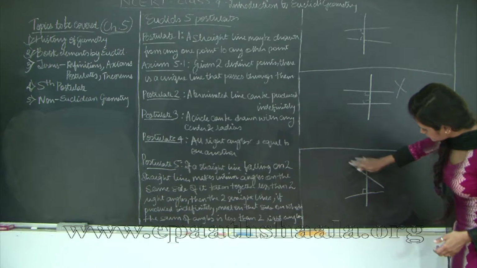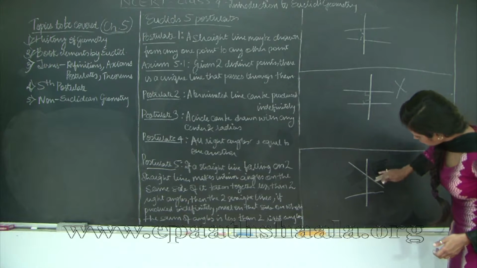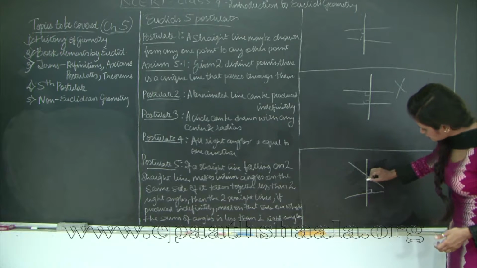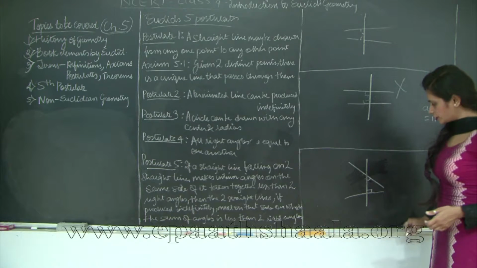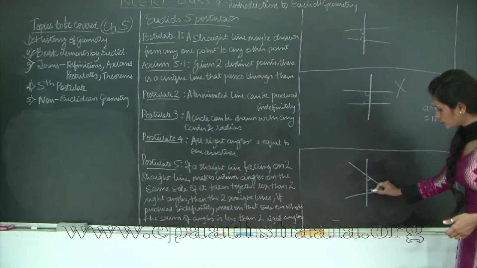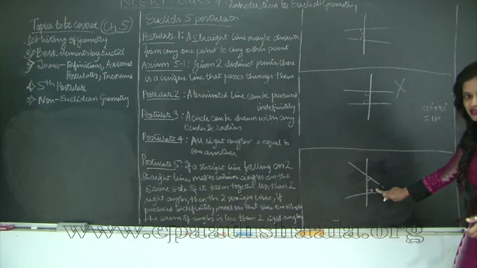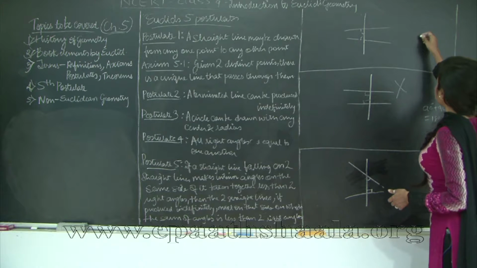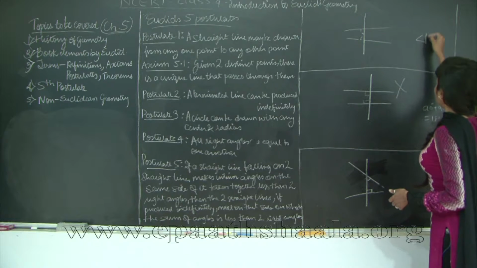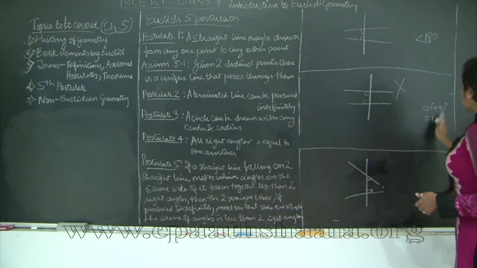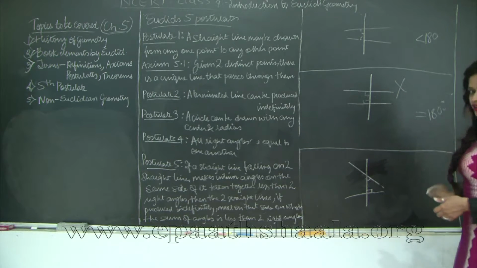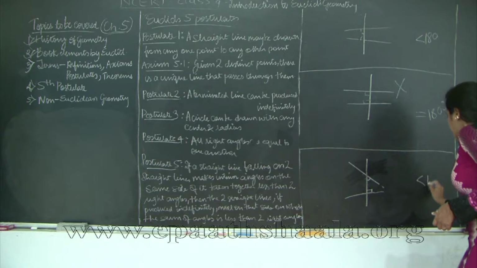Sorry, I'll say that this is 90 degrees, for example, over here, and this is less than 90 degrees over here, correct? So obviously the sum of this is also less than 180 degrees. So this sum of interior angles is less than 180 degrees. Here it is equal to 180 degrees, and here it is less than 180 degrees.